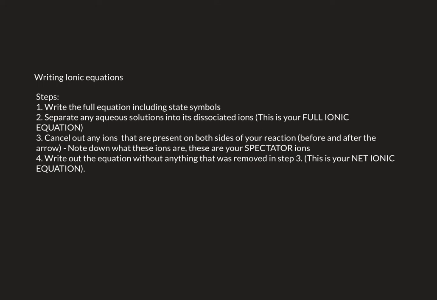So we'll note these down. These are spectator ions. They're present, but they do not take part. Then we're going to write out the equation with everything that's been removed, taken out. So we just have our remaining ions, and this is my net ionic equation, the one that questions will typically be looking for. So let's look at an example.